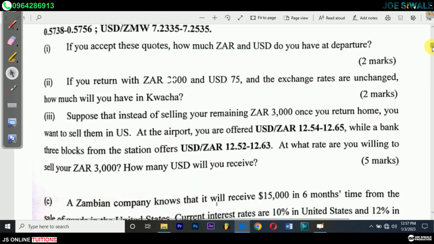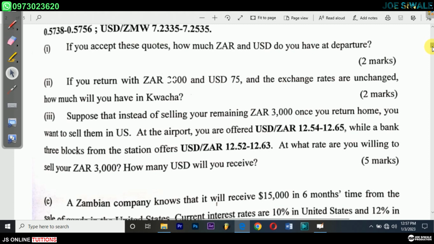Then Loma numero 3 reads, suppose that instead of selling your remaining 3,000 South African rands once you return home, you want to sell them in United States of America. At the airport, you are offered that bid ask quotes, while a bank 3 blocks from the station offers you that bid ask quotes. At what rate are you willing to sell your 3,000 South African Rand? How many United States dollars will you receive?